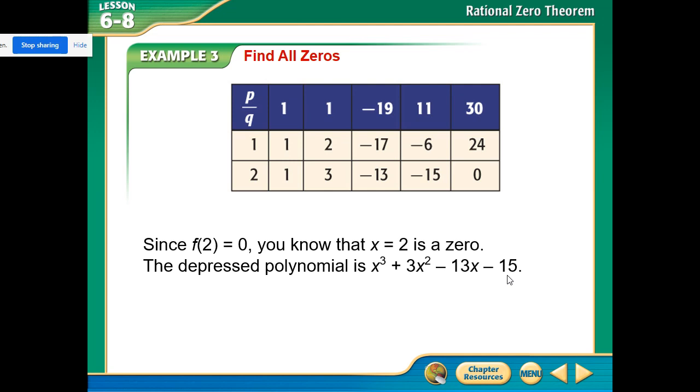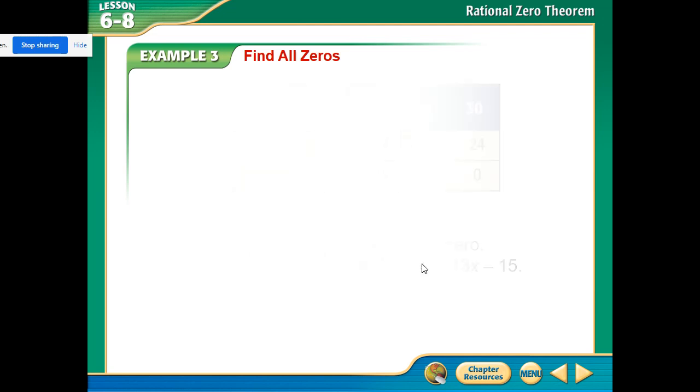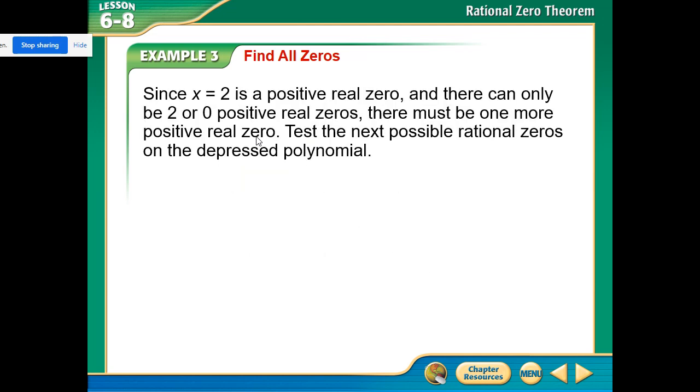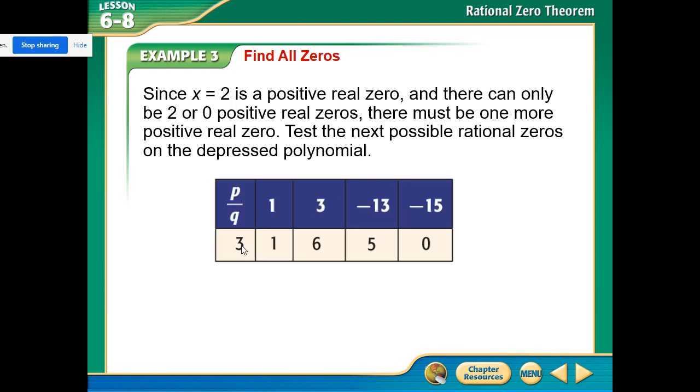So this is what's left. I'm going to have to go ahead and keep going with my zeros. Well, I found a positive 0, so that means I need another positive. So I can go try 3, and lo and behold, 3 works. And I'm left with 1, 6x, and 5, which I can go ahead and factor. What multiplies to 5 that adds up to be 6? Well, 5 and 1.